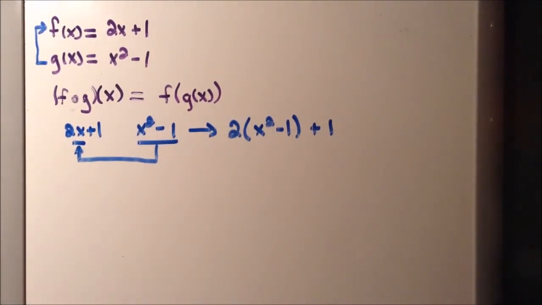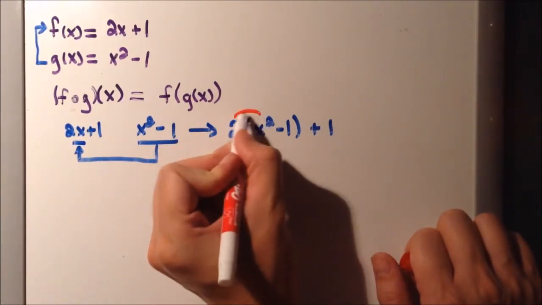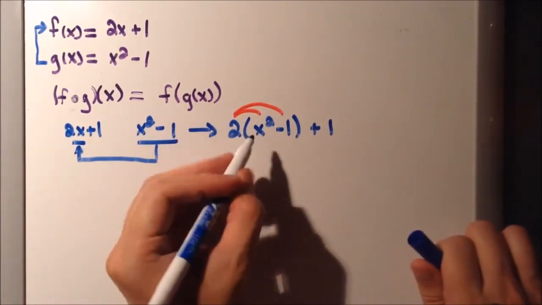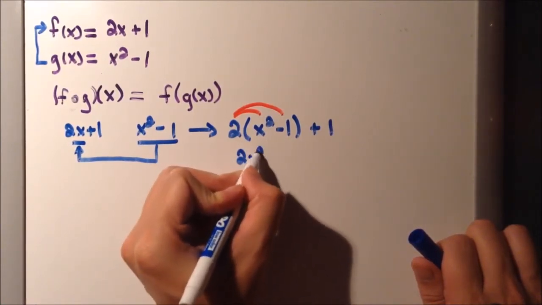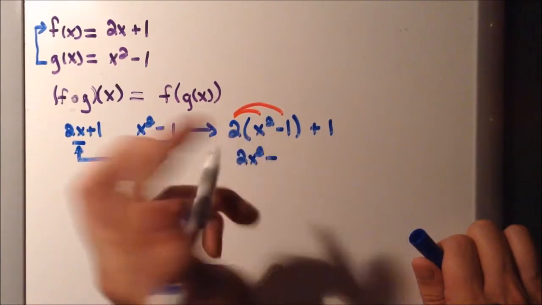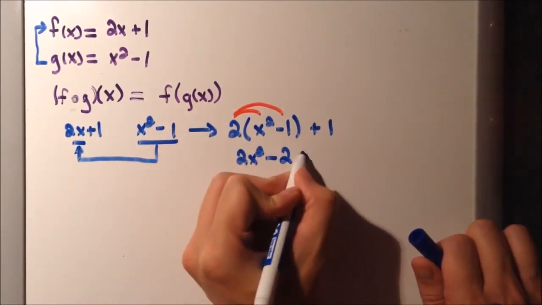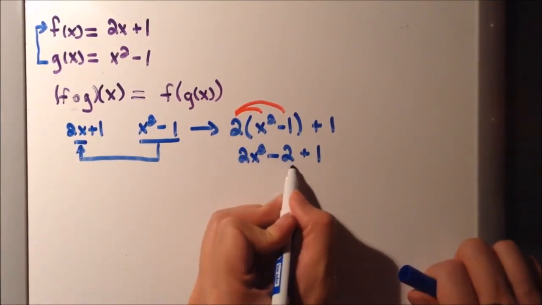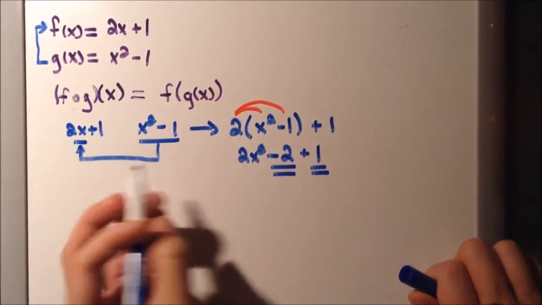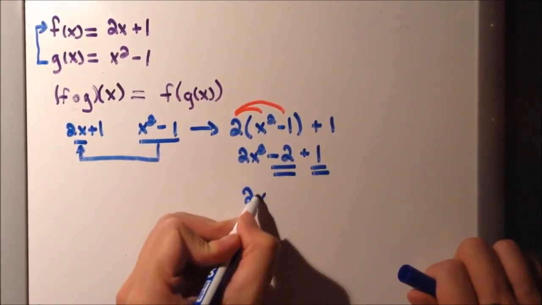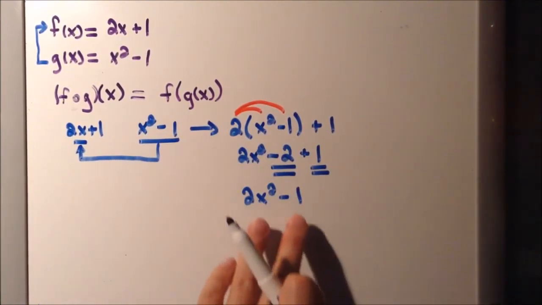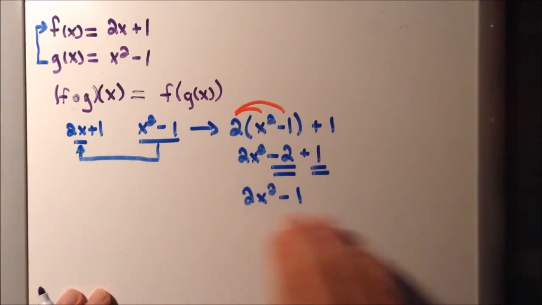Now, we're going to distribute the 2. Alright. So this will become 2x squared minus 2 times minus 1, 2 plus 1. Again, 2x squared minus 2 plus 1. Now we're just going to combine like terms. Minus 2 plus 1. So that is just 2x squared minus 1. So there's no more terms to combine. So this is pretty much it.